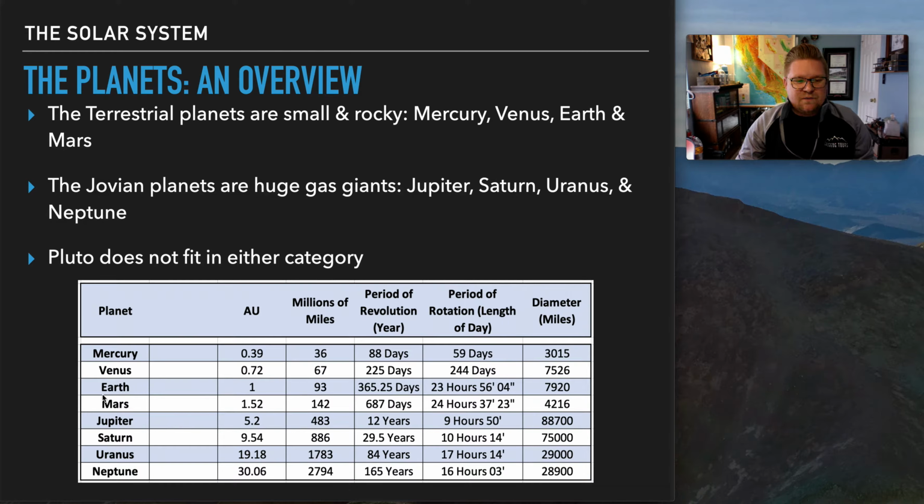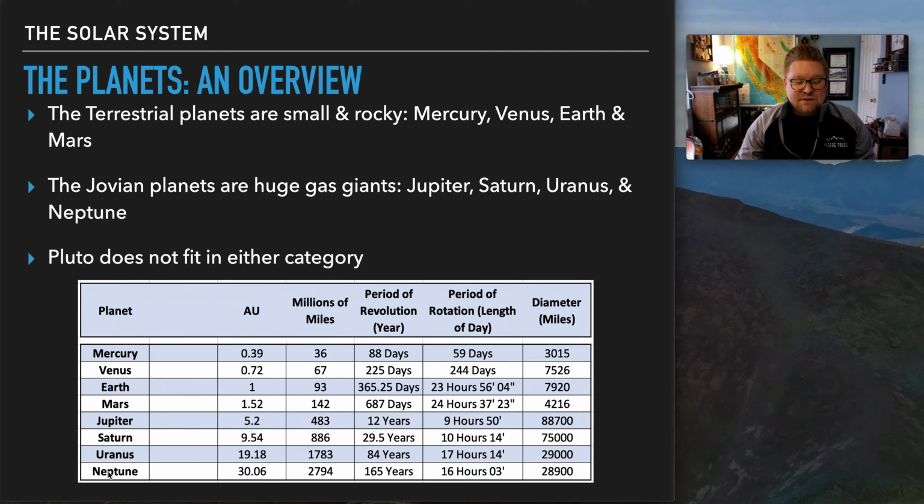So let's look down at the Earth. We'll skip Venus, go to the Earth. Earth is 1 astronomical unit, about 93 million miles away from the sun. Our year, the time it takes us to go around the sun, is about 365 and a quarter days, and our solar day is 23 hours, 56 minutes, and 4 seconds. Then, moving forward, we can look at Jupiter: 5.2 astronomical units. It takes 12 years to go around the sun, and a solar day is only 9 hours and 50 minutes.